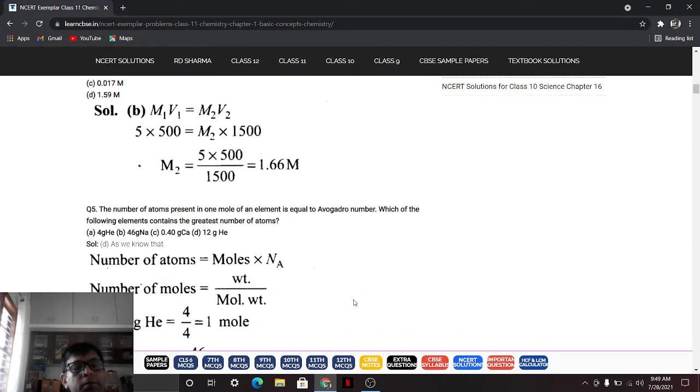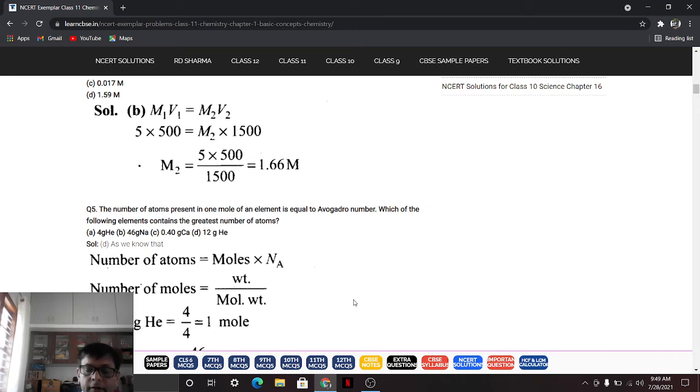The number of atoms present in 1 mole of an element is equal to Avogadro number. Which of the following elements contains the greatest number of atoms? They have asked for the greatest number of atoms here. Look here, number of atoms is equal to moles into Avogadro number, that is the formula. Number of moles is equal to mass divided by molecular mass, which we call weight divided by molecular weight.